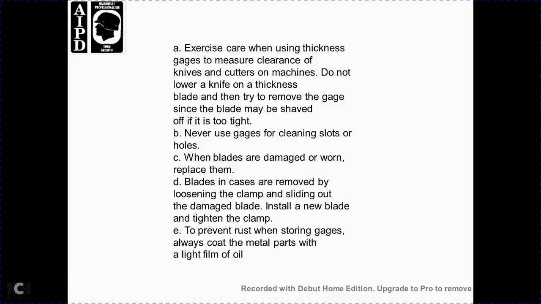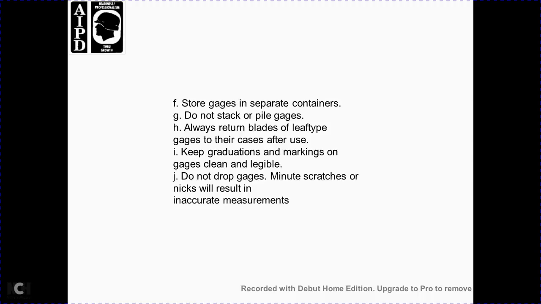Exercise care with the thickness gauge when measuring clearance. Do not force the blade in; if the blade is tight, try a smaller gauge size. Never use the gauge for cleaning out holes, and do not use it when the blades are damaged or worn. Replace a damaged blade by loosening the clamp and sliding it out. Install the new blade and tighten the clamp to prevent the brush from destroying the gauge. Always cover the metal parts with a light film of oil. Store gauges in separate containers. Do not stack or pile gauges. Always return the blades of leaf type gauges to their case after use to keep the graduation markings clean. Do not drop a gauge; minute scratches or nicks will result in inaccurate measurement.